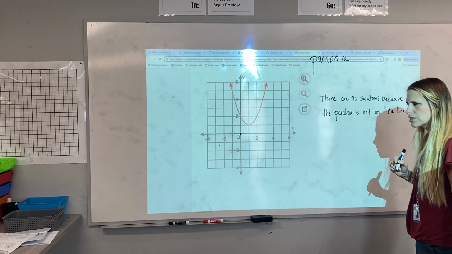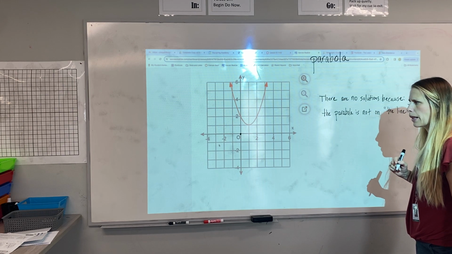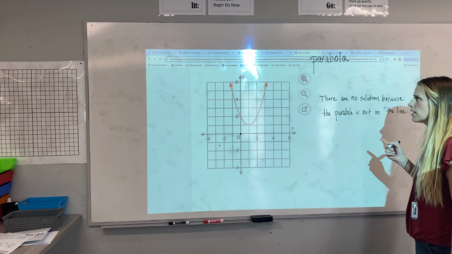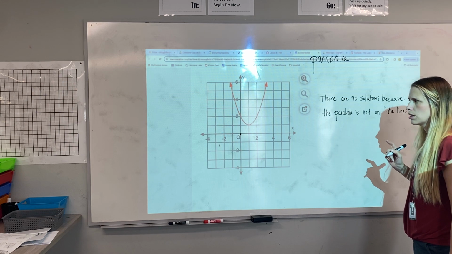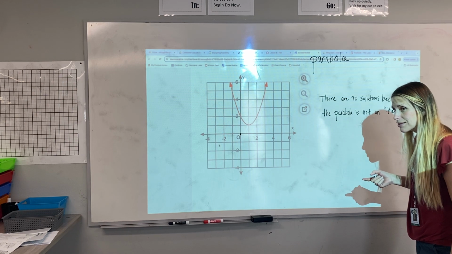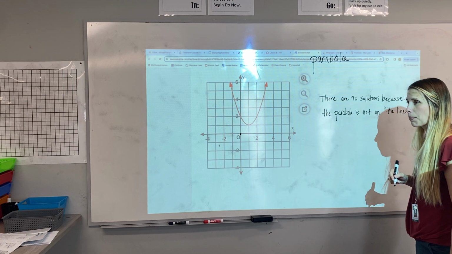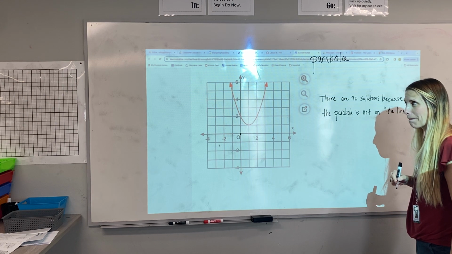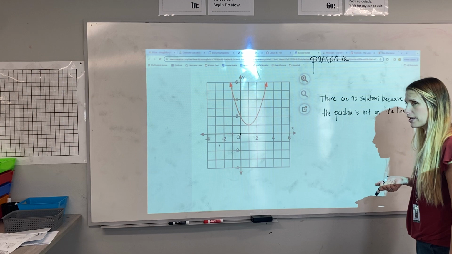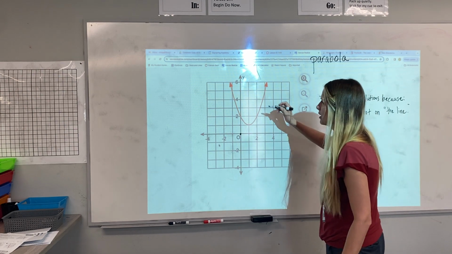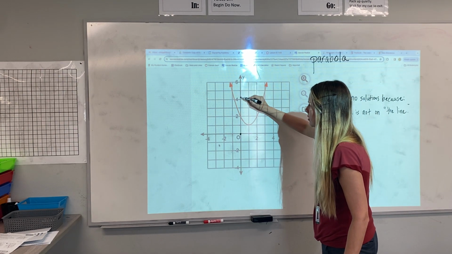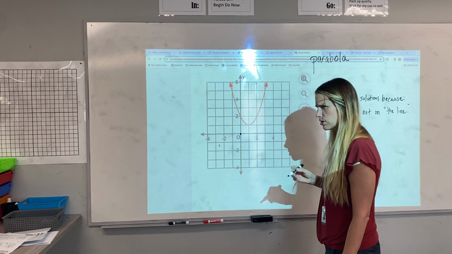Yeah, because the little bottom part isn't on it. So are you saying that in order to have a solution, the y-axis? The y-axis? Yeah. It's not on the y-axis. It does intersect the y-axis. Abby, I want to introduce you to the y-axis and how the parabola does intersect the y-axis.